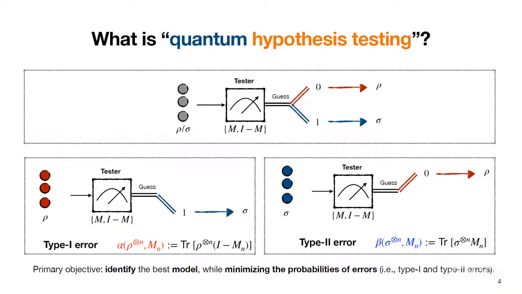Of course, you can take multiple samples from the black box and then perform a joint measurement on all the collected quantum states that you have, and still make the decision whether it's rho or sigma. So here, the quantum state you have is rho tensor n and sigma tensor n, and you can calculate type 1 and type 2 error probability as well.